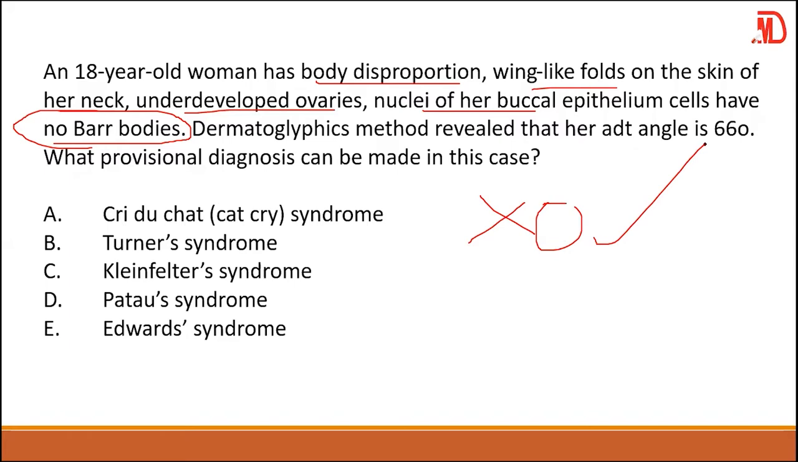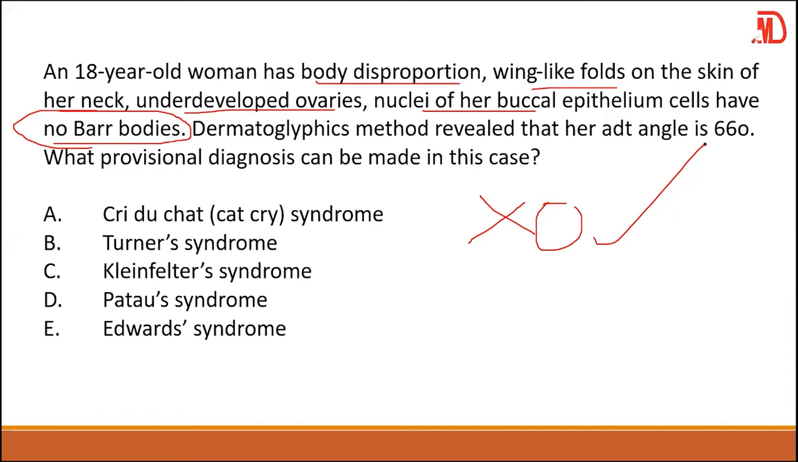Klinefelter, you already know. XXY. Patau is trisomy what? 13. Edwards, 18. Down syndrome is 21. Don't forget that we have 22 autosomal chromosomes and one pair of sex chromosomes, where we can have the XX or the XY.